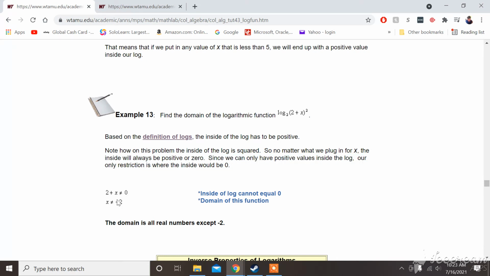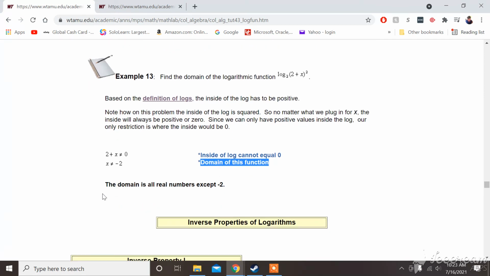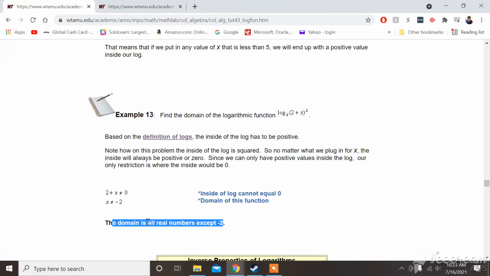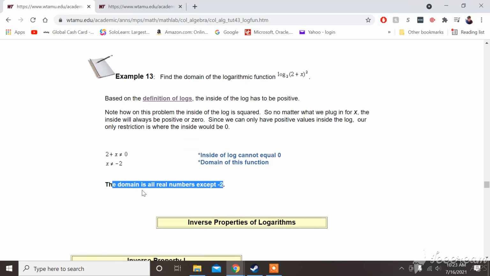Then you have to solve it. So let's solve it. We have to put x by itself, so minus 2 on both sides. And x cannot equal negative 2. And that is the domain of this function. The domain is all real numbers except negative 2.